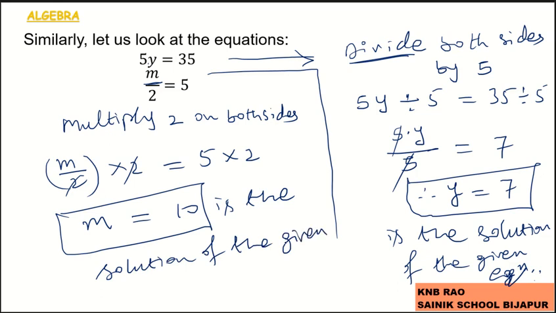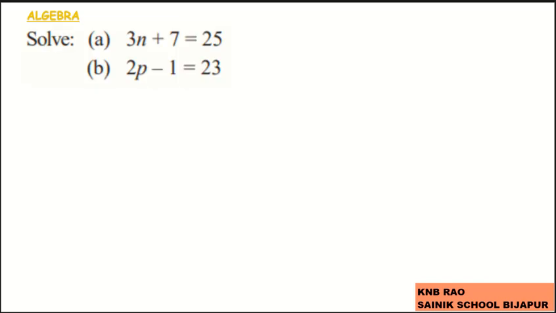Of the given equation. See children, it is very simple solving the equations, that too this sort of simple equations. Okay. Now, here I am giving you two more questions. First one is 3n plus 7 equals to 25. Another one is 2p minus 1 equals to 23. How to solve them? Let me explain you.